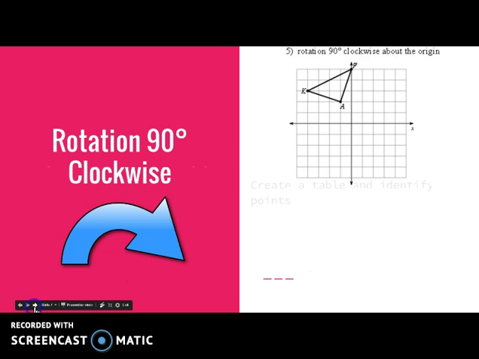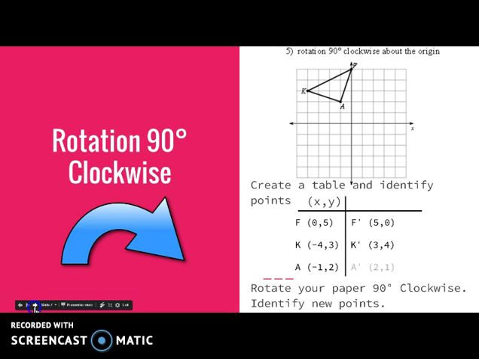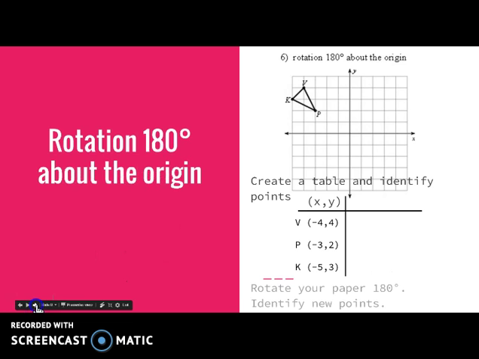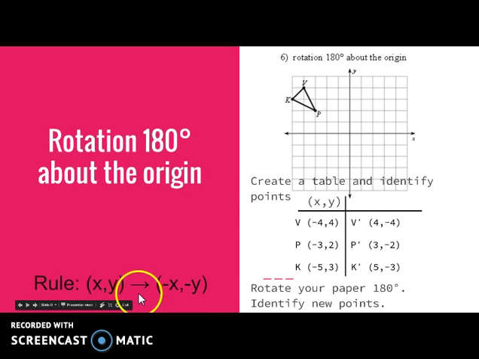For a 90-degree clockwise rotation, we need this rule. So again, specify that for a 90 degrees clockwise rotation in this direction, we follow this rule. So make sure you write that down. And I'll give you these again during class. And for a 180 degree rotation, we came up with this rule. For a 180 degree rotation, it doesn't matter if it's clockwise or counterclockwise, you'll end up with the same result: we get a negative x, negative y.